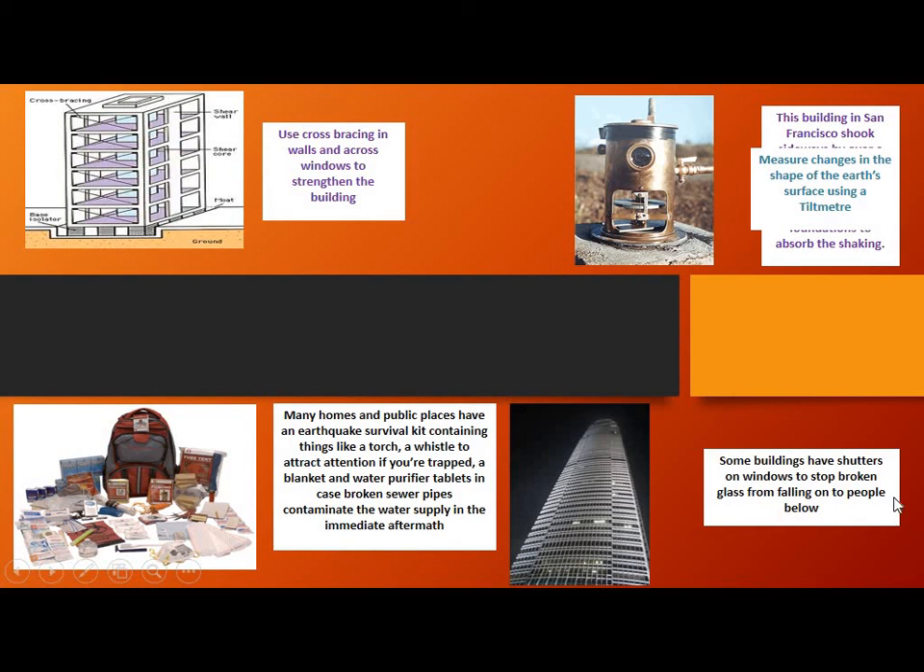Some buildings have shutters on windows to stop broken glass from falling onto people below. So the idea was to have shutters on the outside. In a protection method, if they knew an earthquake was coming or if there was an earthquake, they can shut those to make sure no windows would break and the small bits of glass would drop down and harm people. So it would keep it contained in the building.